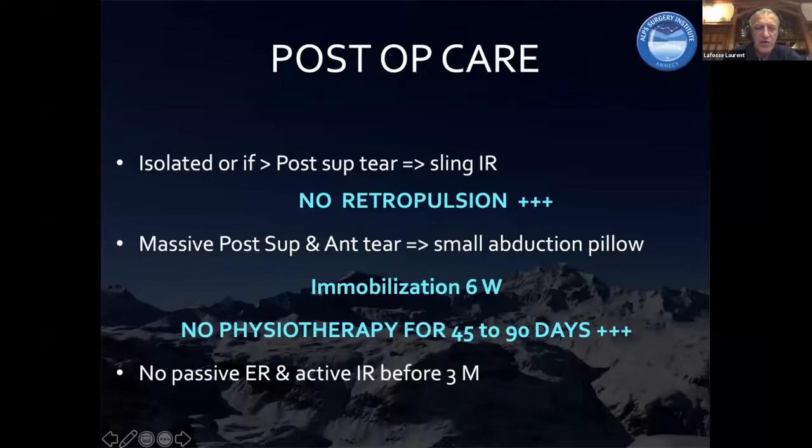As I told you, we do immobilization for 6 weeks, in internal rotation, in case we have a majority of subscap tear rather than posterior superior tear, and no physiotherapy for close to 3 months, 6 weeks or 3 months. I let the patient do what they want to do, and I don't want them to go to physiotherapy before 3 months. After 3 months, the tendon is healed or retorn, but at least they can do whatever they want.